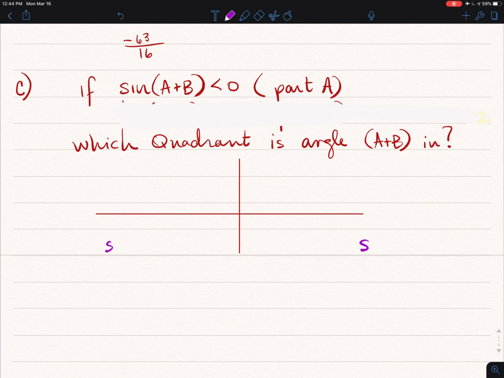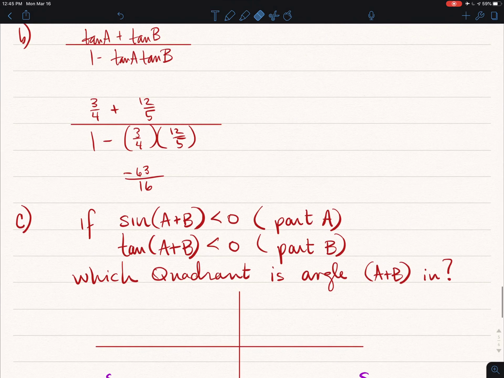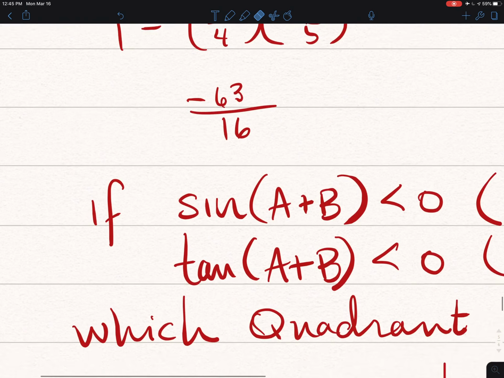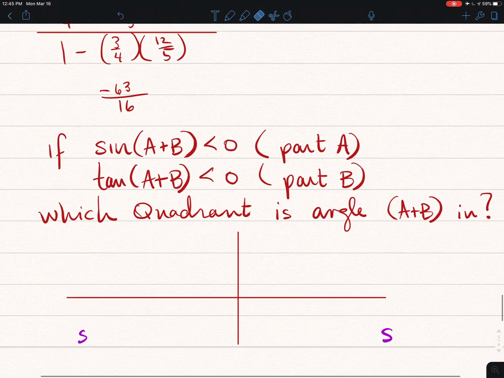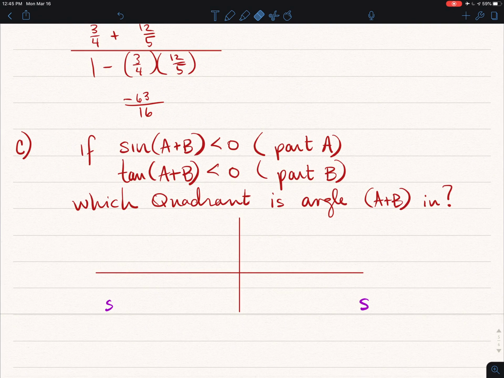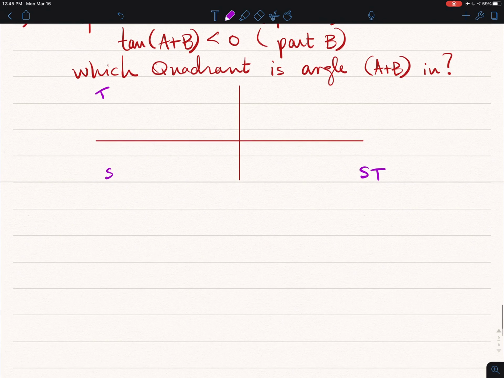All right. The next thing that we find is that from part B, the tangent of this mysterious A plus B angle is also negative. That's what we just found out. My tangent value is negative. Well, again, according to All Students Take Calculus, tangent is going to be negative in either quadrant 2 or quadrant 4. So now it's a very easy question. Which quadrant is this mysterious angle in? It's in quadrant 4.